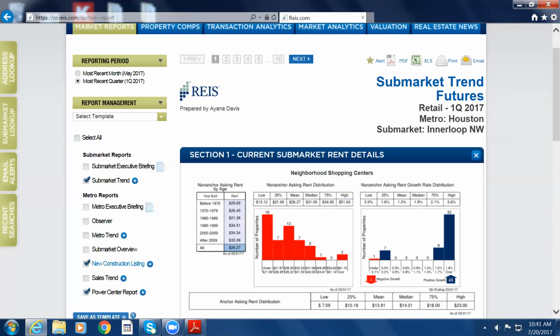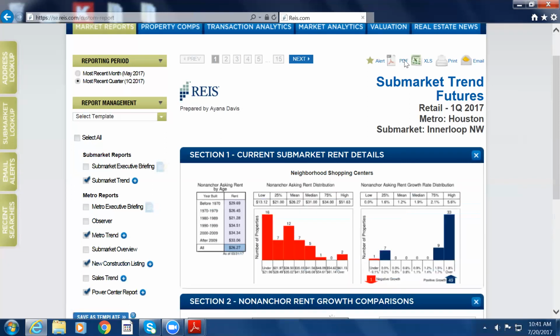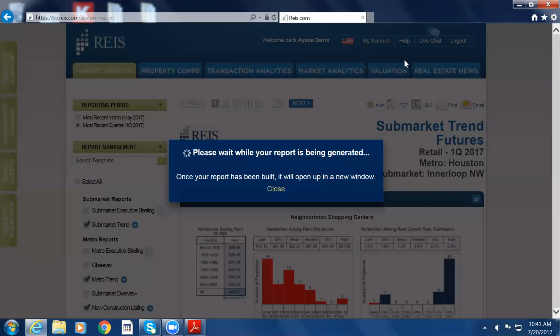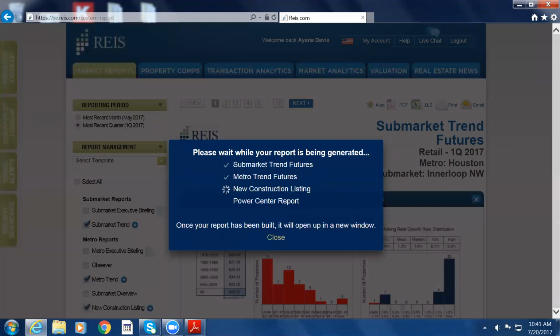But if you wanted to look at new construction, which I'll open now, actually look at the metro as well, that does cover any new projects in the pipeline that would be mixed use or malls or anything really considered retail. So I'll show you that as well. And there is a power center report too that'll go into power center and regional malls. A second to load.